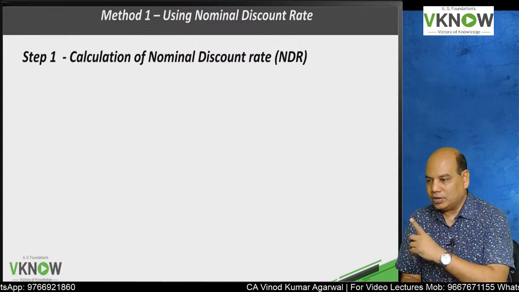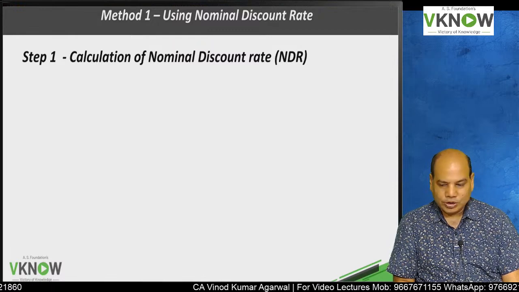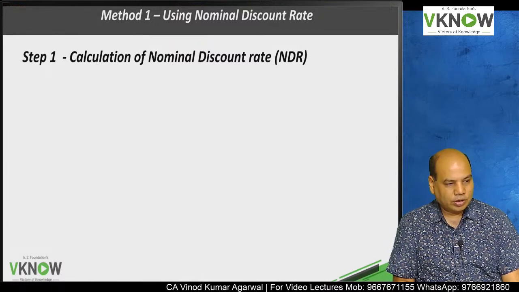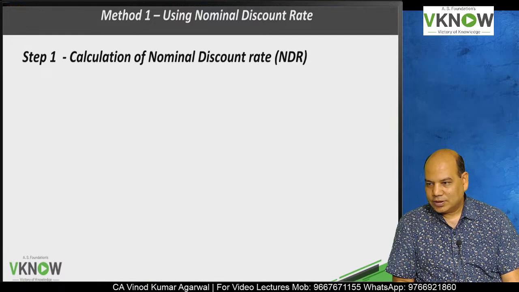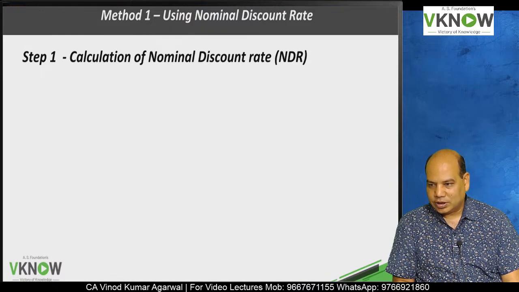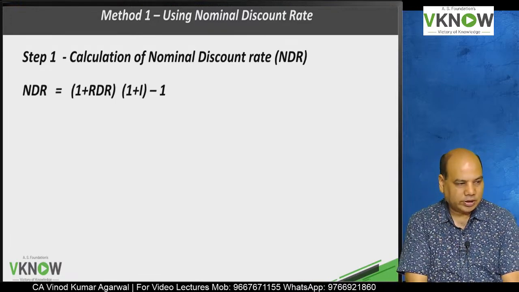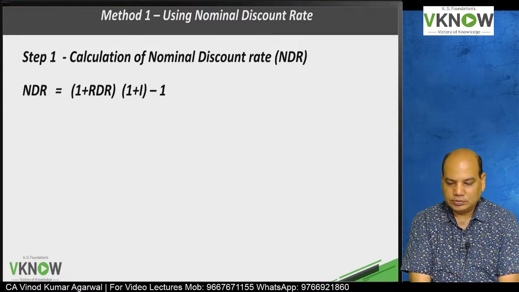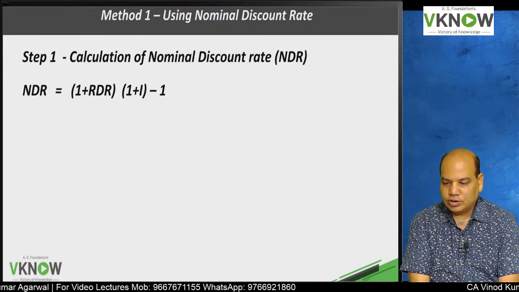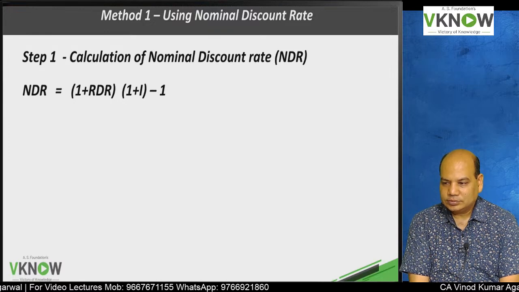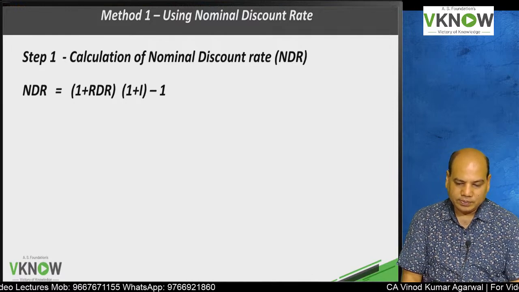nominal discount rate. Write down method 1, using nominal discount rate. I am going to solve this question twice. Nominal, nominal, real, real. First method 1 using nominal discount rate. Under that step 1, calculation of nominal discount rate. Under that formula which we have seen today, we have understood with the help of one example of a bat where the quality improvement was 10% and inflation was 10%.